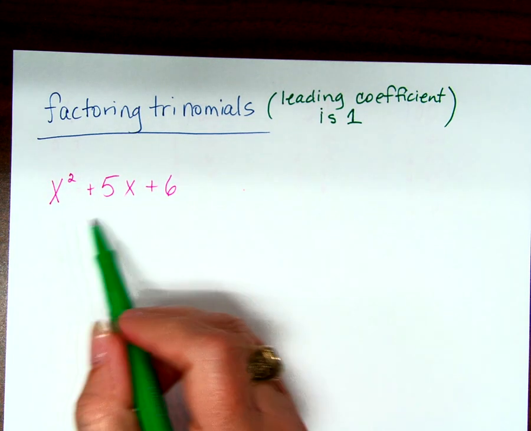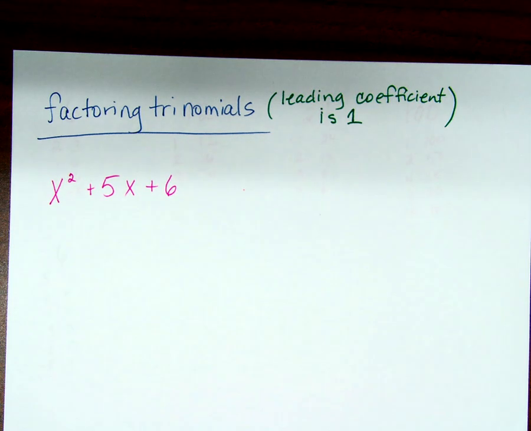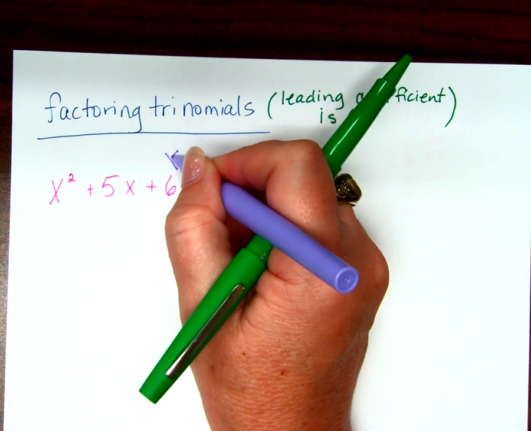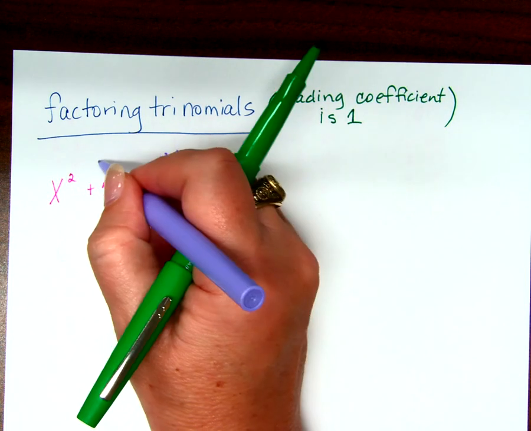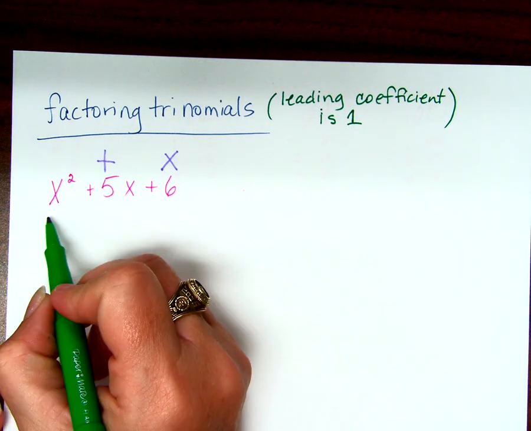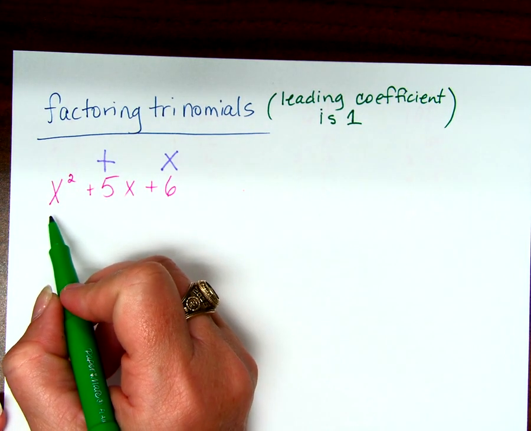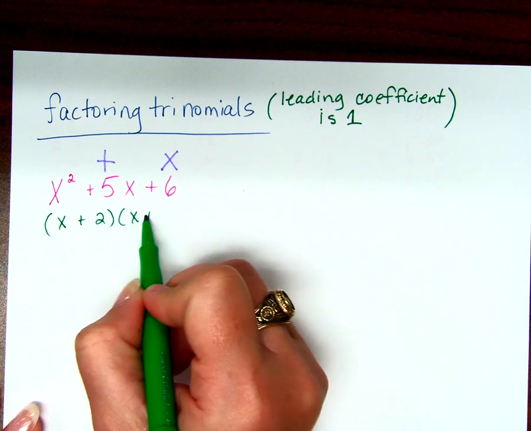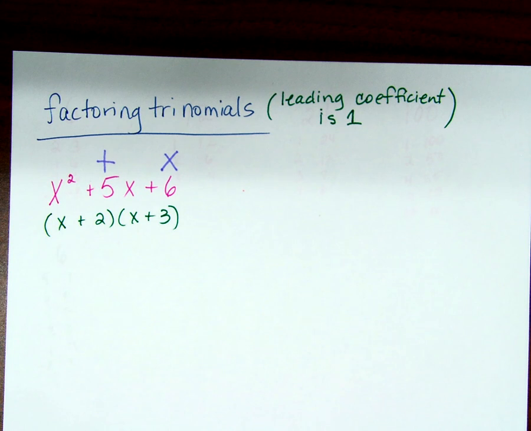Okay? So here's what I want you to think about. This is the trinomial we're going to factor first. And I need you to tell me what two numbers multiply to be 6 and add to be 5. 2 and 3, right? 2 and 3? But now watch. Watch how easy this is. (x + 2)(x + 3). Yep, that's all. Now, is there a way that you can check this so you know you got it right?